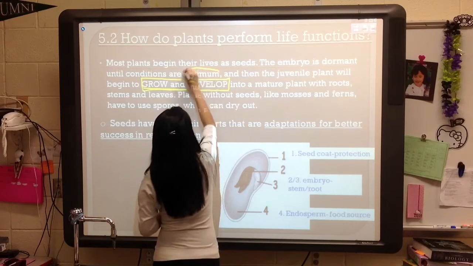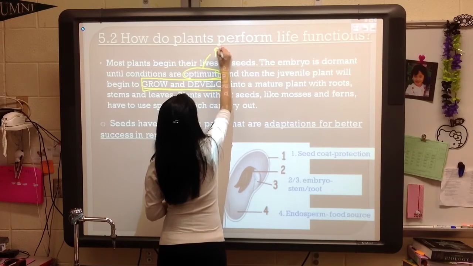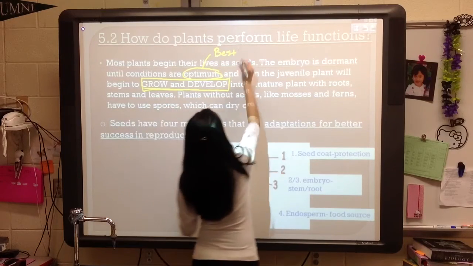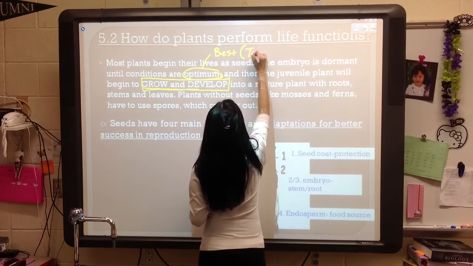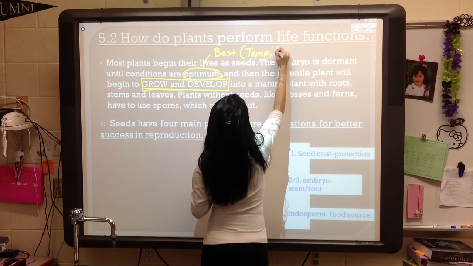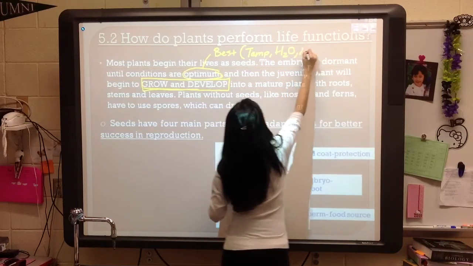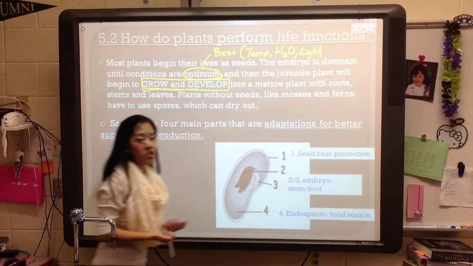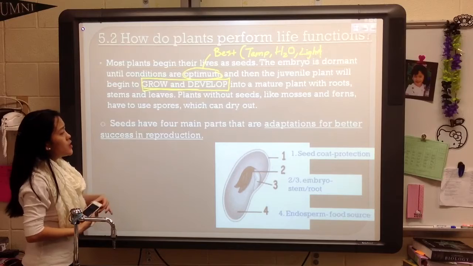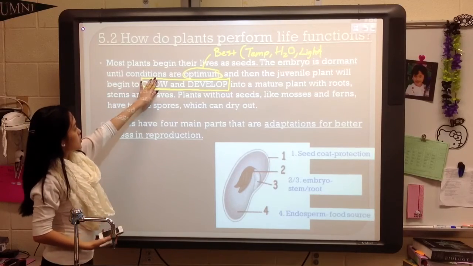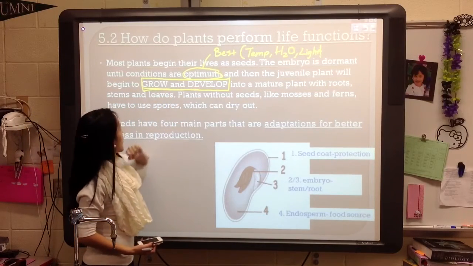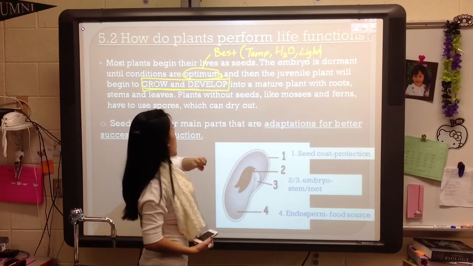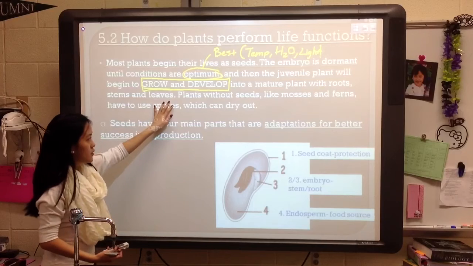Optimum conditions is going to mean, optimum first of all means best. And a lot of times for a plant, the best environment will have to deal with the temperature, the water, and the light. The more of it you have, usually the better the conditions for the plant. So the embryo is dormant until conditions are optimum, and then juvenile plant will begin to grow and develop into a mature plant with roots, stems, and leaves.